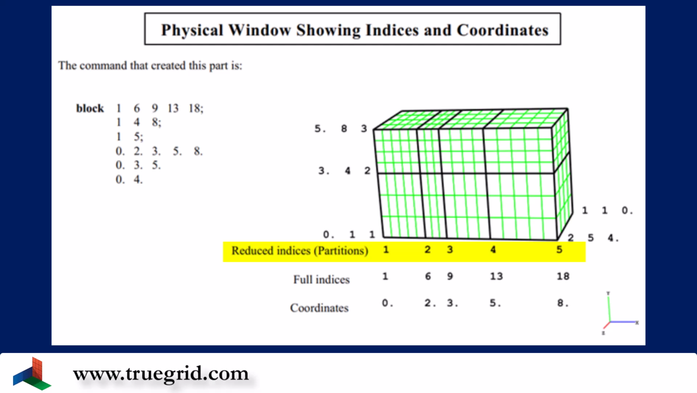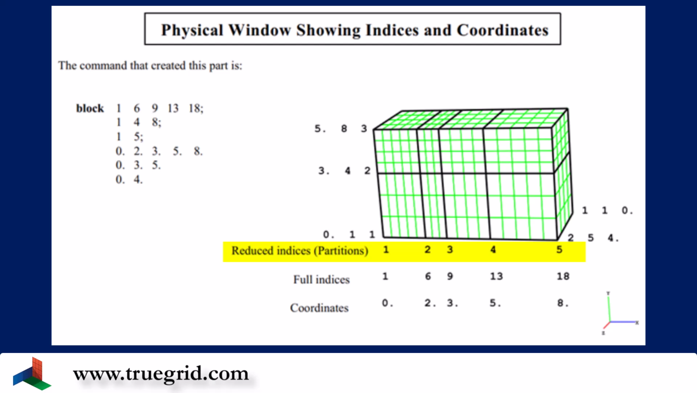I would not have to change any other command because all other commands refer to the partition sequence number instead of the node numbers. We forget node numbers. We just ignore them. We think of them in terms of block structure using reduced indices or the sequence numbers of these partitions. And we do it in all three directions.